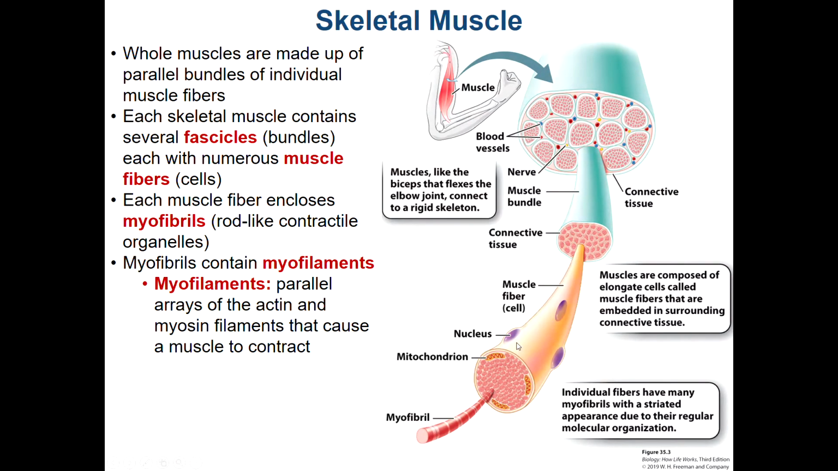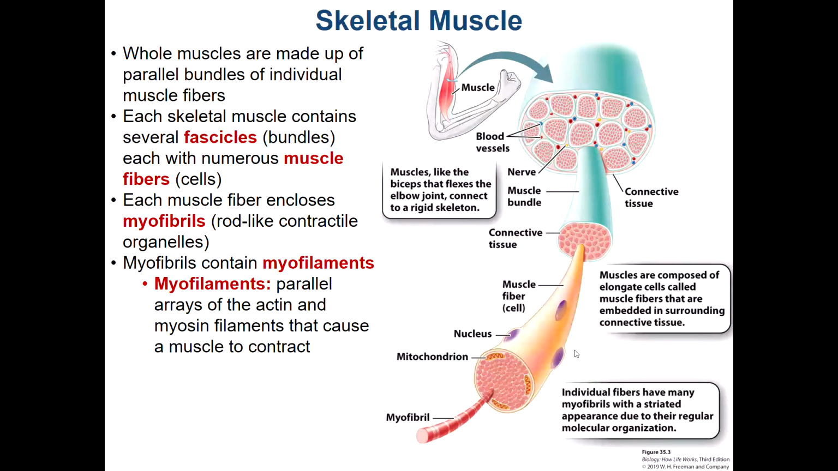And muscle fibers are elongated cells that have many nuclei on them. So you can see here, here's the very long, elongated muscle fiber with many purple nuclei in one cell. Each muscle fiber encircles many myofibrils, which are rod-like contractile organelles. The myofibrils contain myofilaments, which are parallel arrays of the actin and myosin filaments that cause the muscles to contract.